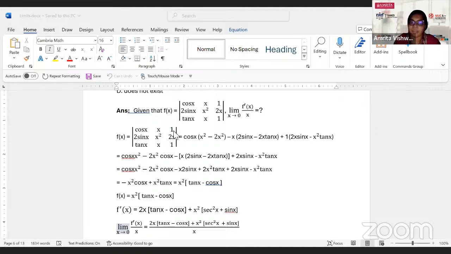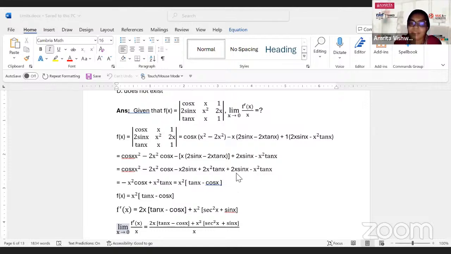Cos x into (x square minus 2x square) minus x into (2 sin x minus 2x tan x) plus 1 into (2 sin x into x minus x square into tan x). So this becomes cos x into (x square) minus cos x into 2x square minus x into, it will be like 2 sin x minus 2 into x square into tan x plus 2 sin x, 2x sin x minus x square tan x.